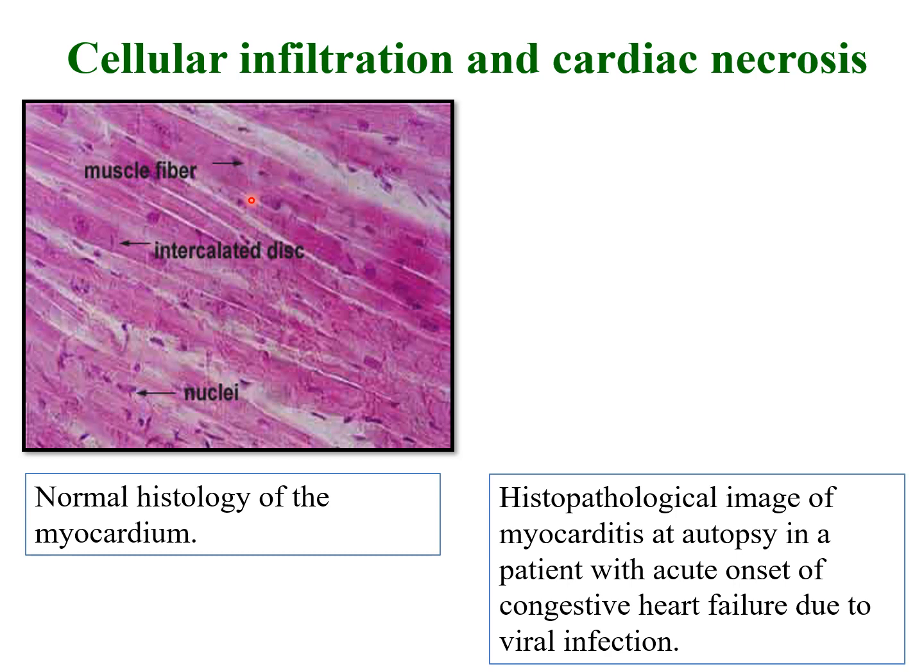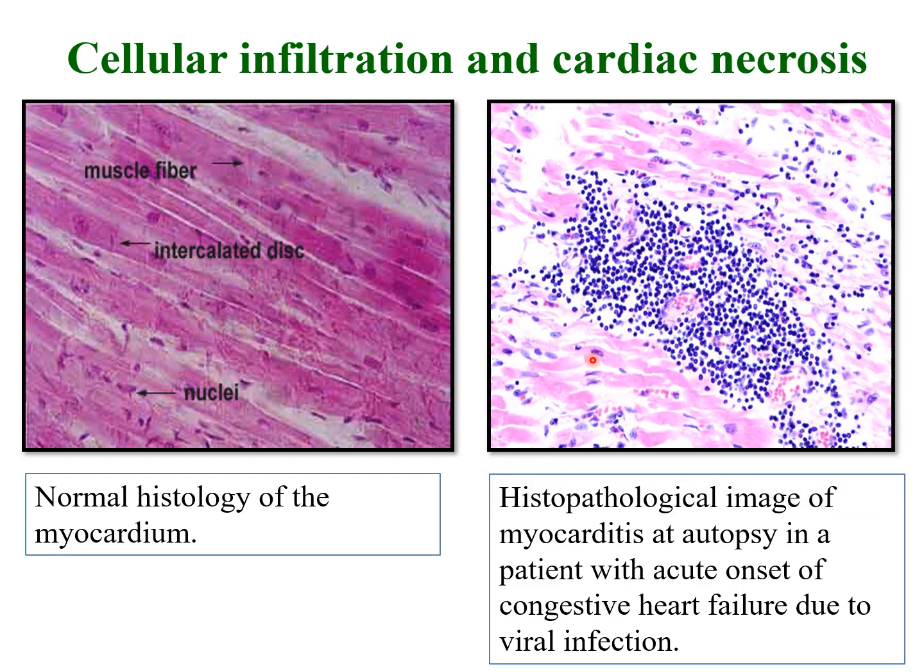You can see in this slide the normal histology of the heart muscle. You can see the cardiac myofibril, the intercalated disc, and the nuclei. This histology is completely distorted during the cardiomyopathy. Look at this picture. Here you can see the necrotic heart muscles and the infiltration by immune cells. Mostly in this case, these are lymphocytes due to viral infection.